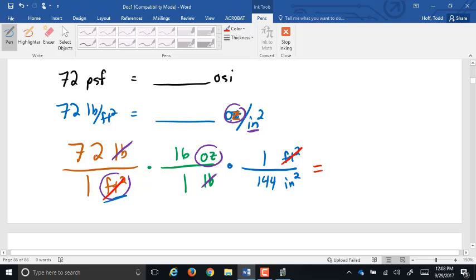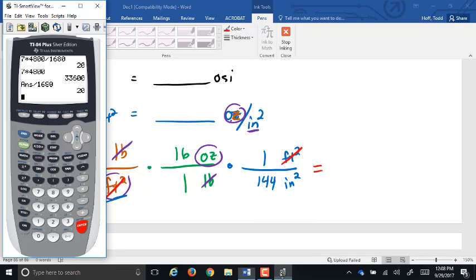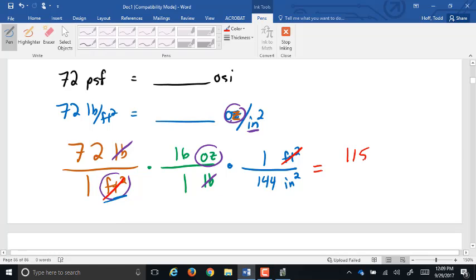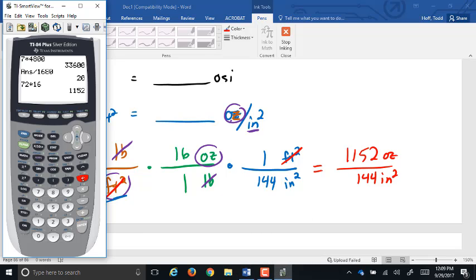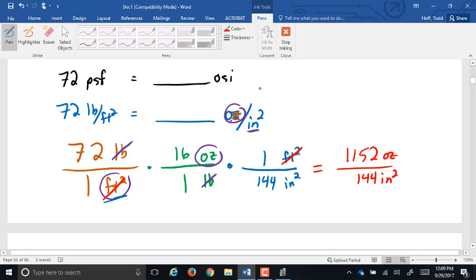So what we have is 72 times 16 ounces, which is 1,152 ounces on top. On bottom, 1 times 144 inches squared is 144 square inches. So we divide that out. 1,152 divided by 144. We get 8 ounces per square inch.